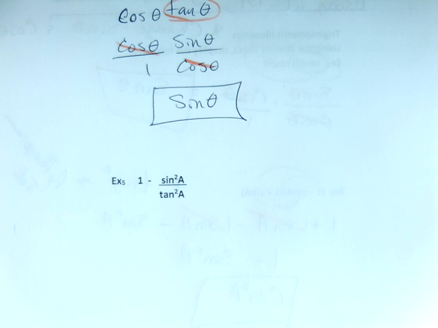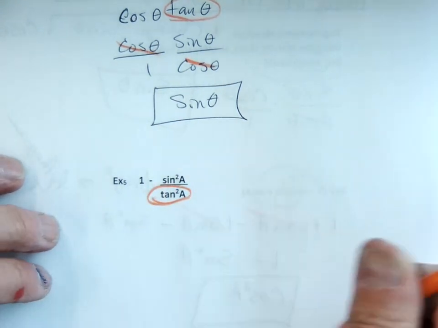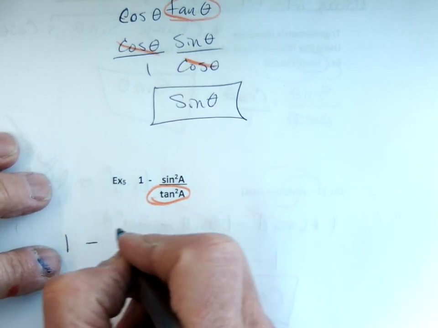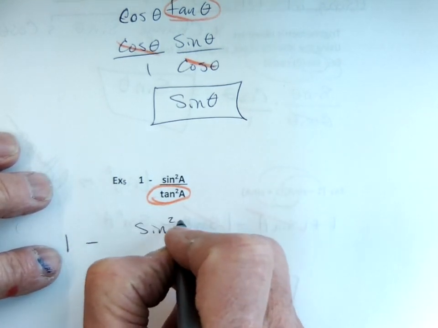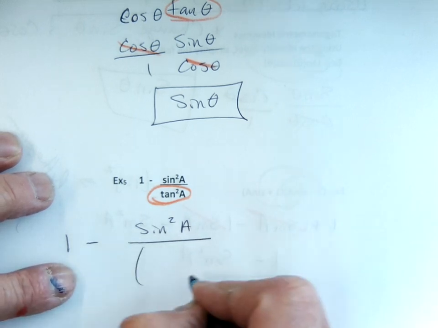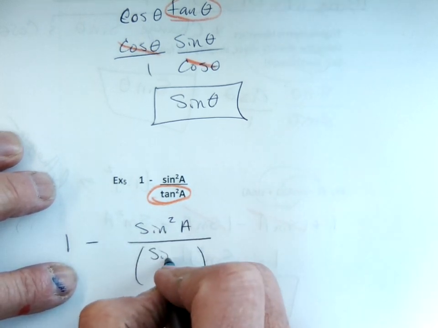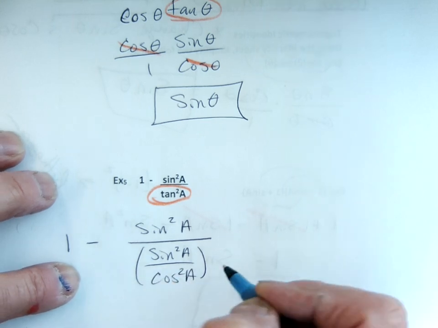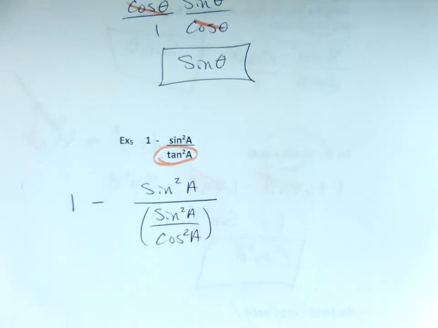So let's change the tangent. I think changing the tangent's not a bad idea. Okay, so what do we know about tangent? Yeah, so I'm going to rewrite this as sine squared of a over sine squared of a over cosine squared of a. Okay, all right, good.